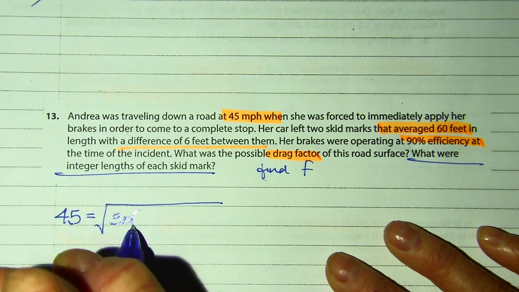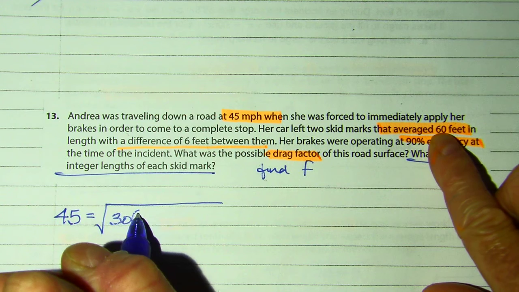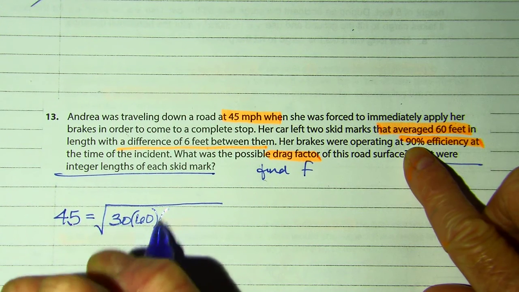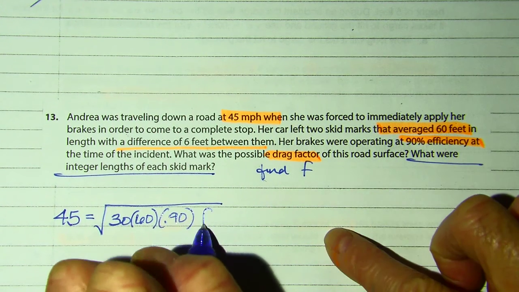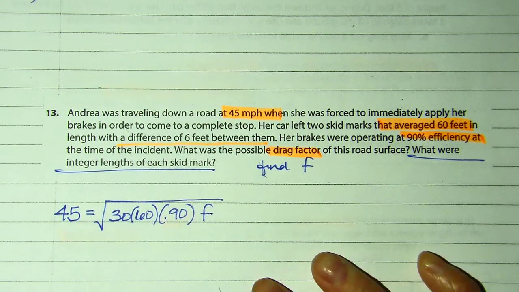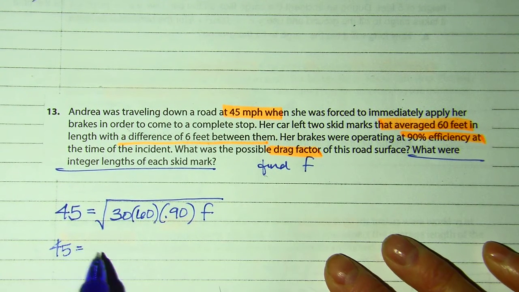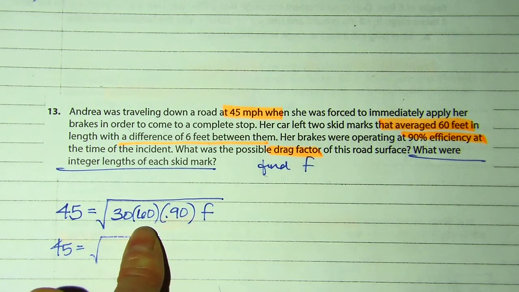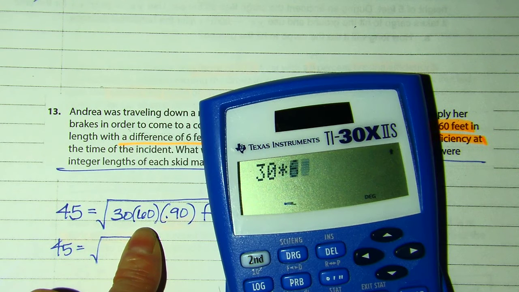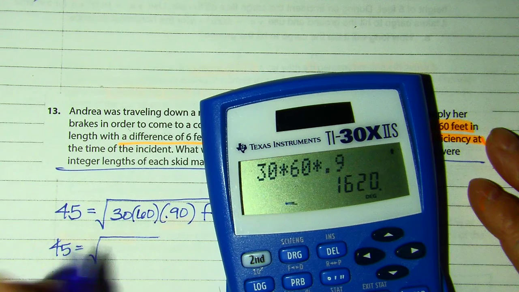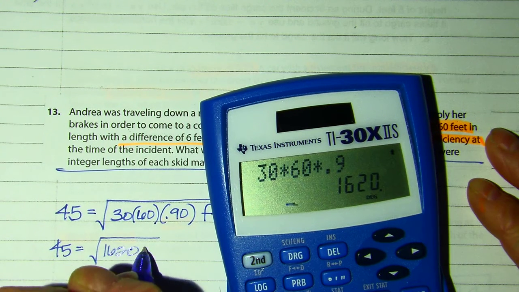30 times her skid mark distance, her braking efficiency. I don't know F. So we're first going to solve for F. Enter what you have in the calculator. So 30 times 60 times 0.9, I get 1620 F.